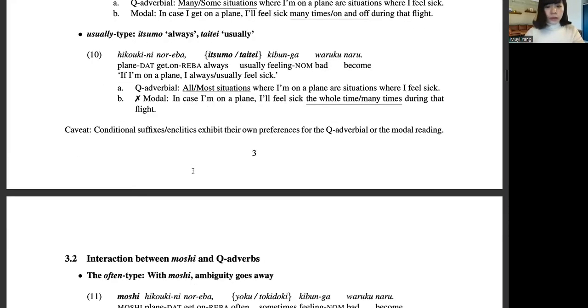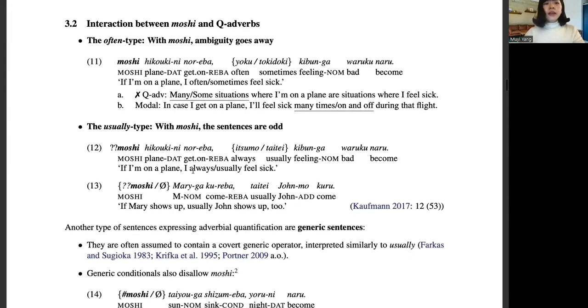Okay, so we have set our baseline. Now we can go on and look at the interaction between moshi and quantification adverbs first. The observation is that when we have the often type of Q adverbs, and when we have moshi in the front of the conditional, in those cases, ambiguity goes away. So in 11, もし飛行機に乗ればよく時々気分が悪くなる. If I'm on a plane, I often or I sometimes feel sick.